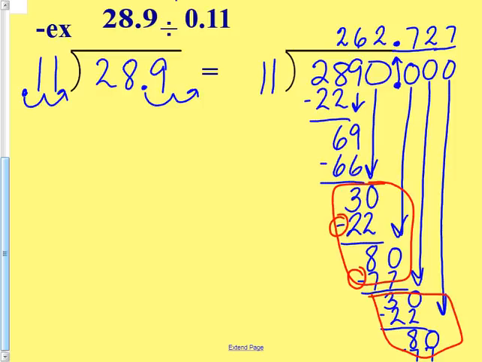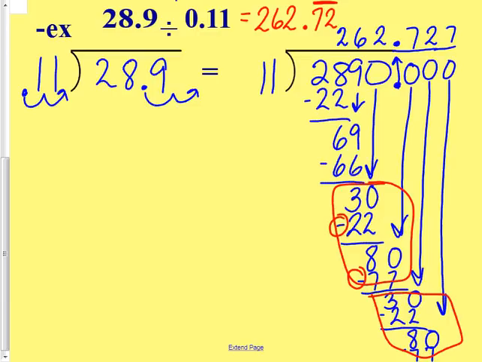So for this one, I'm going to write 262 and 72 hundredths with a bar over both the 7 and the 2 because they're both repeating one after the other. 7, 2, 7, 2, 7, 2, and so forth and so on. And it would keep on going like that forever and ever. And that gives you a pretty good wrap-up of dividing decimals.